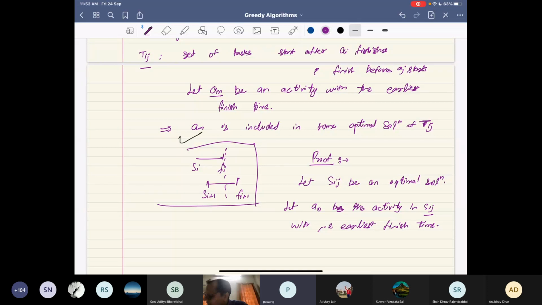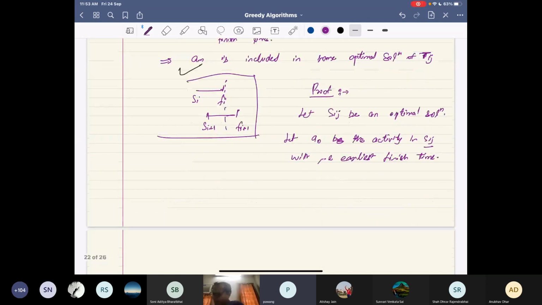So in Sij there are some activities and they are all compatible. If AO is the activity with the earliest finish time, it will also have the earliest start time, right? Why not? They are all compatible within Sij. Yes, sir. In Sij there is an AO that finishes first, so nothing can start before that. So everyone else will start after that.